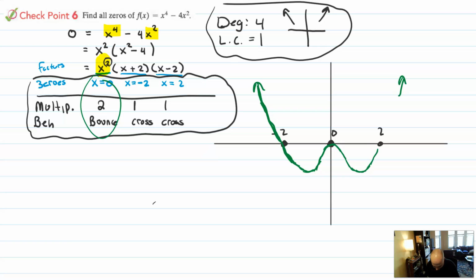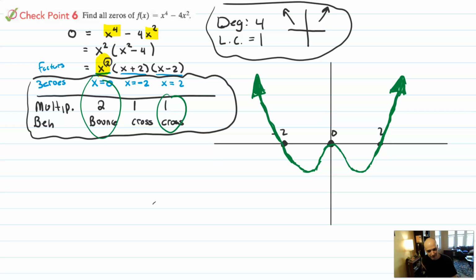As you approach 2, we notice we're going to cross the axis, and as we cross the axis, we can join up with what we knew the end behavior was going to be. So the left and right ends can match. And that, my friends, is how you graph a polynomial. You factor it to find the zeros, you look at the leading coefficient, you look at the end behavior.